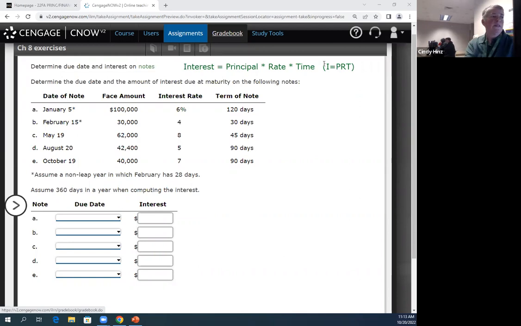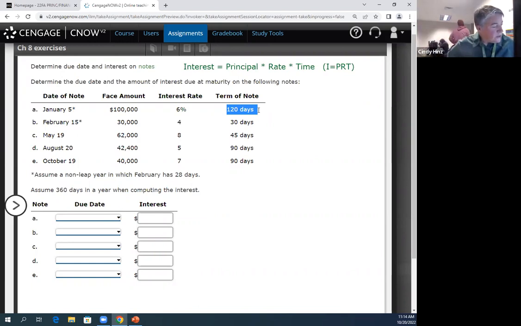In other words, if we look at the first one, letter A here, it shows that the term of the note is 120 days. We would not plug 120 in for time because the interest rate is an annual interest rate. If we use 6% and 120, that would mean 120 years. So we're going to express that as a portion of the year, and we'll see that in our first calculation.